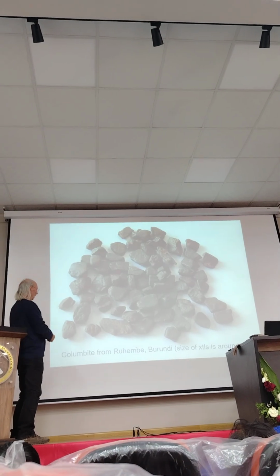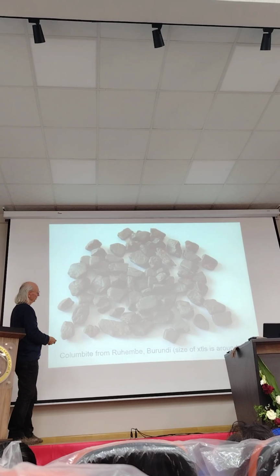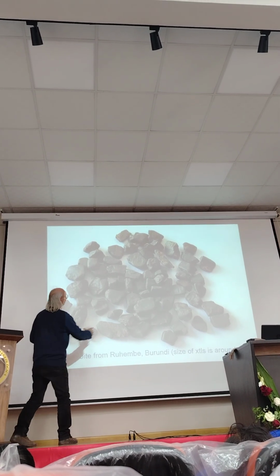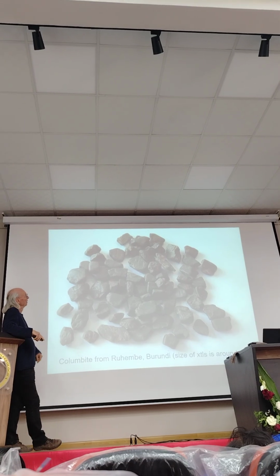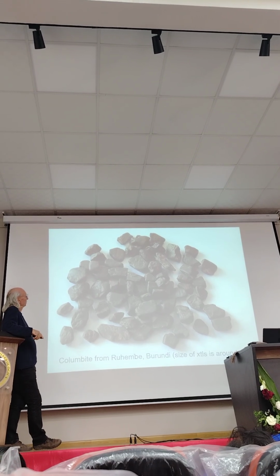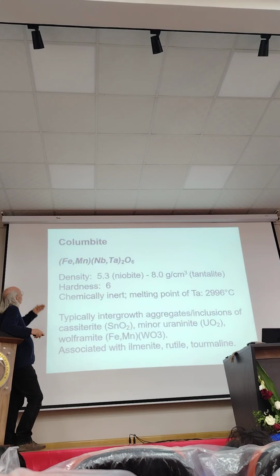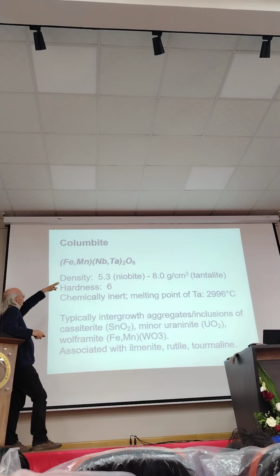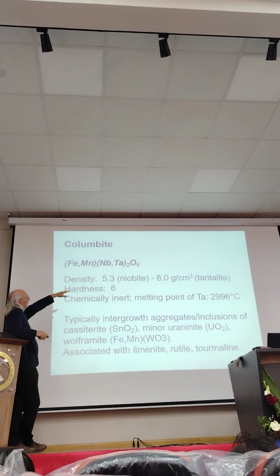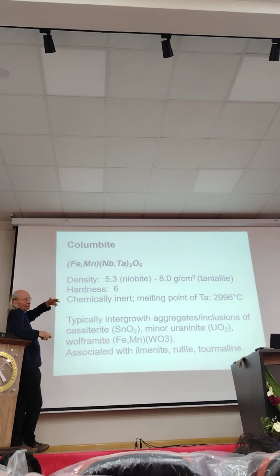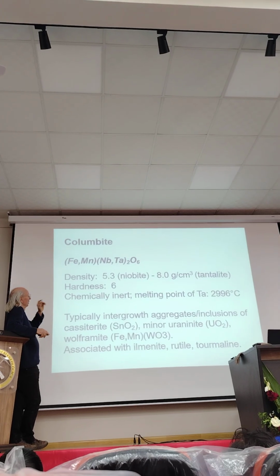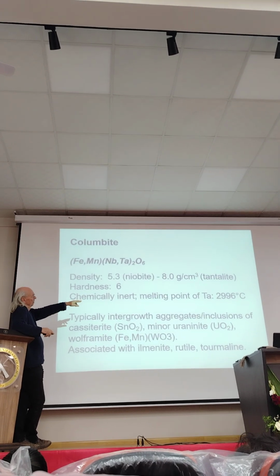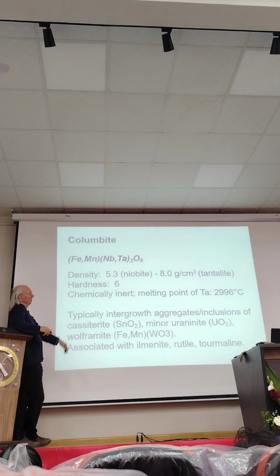Now this is how the columbite looks. This is about 1 centimeter. It's relatively coarse-grained material, black, and it's from the pegmatites. Here I have put the formula. It's high density, which is why it behaves like a heavy mineral. It's enriched in the placers. It's chemically inert, with a very high melting point, near 3,000 degrees.